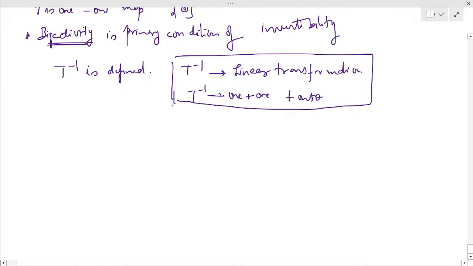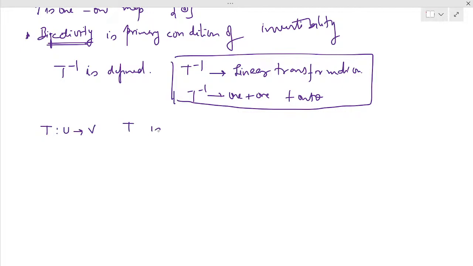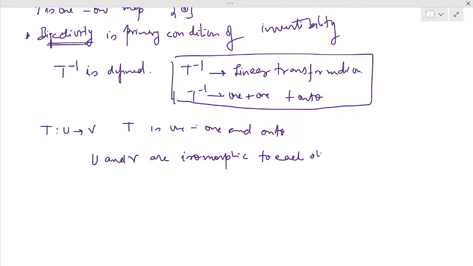Now let us see what happens if T is 1 1. One of the most important things that happens is that if T is defined from U to V, and this T is 1 1 and onto, then we say that U and V are isomorphic to each other. That is, we can say that U is isomorphic to V. This is how we denote it.